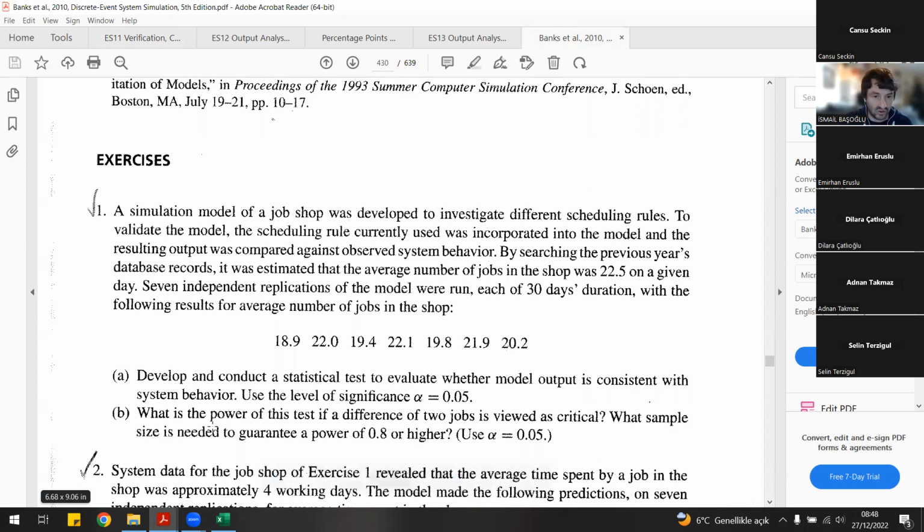It asks us to calculate the power of the test, but this is not a statistics course after all. So we are here to perform a validation procedure using a formal statistical test.